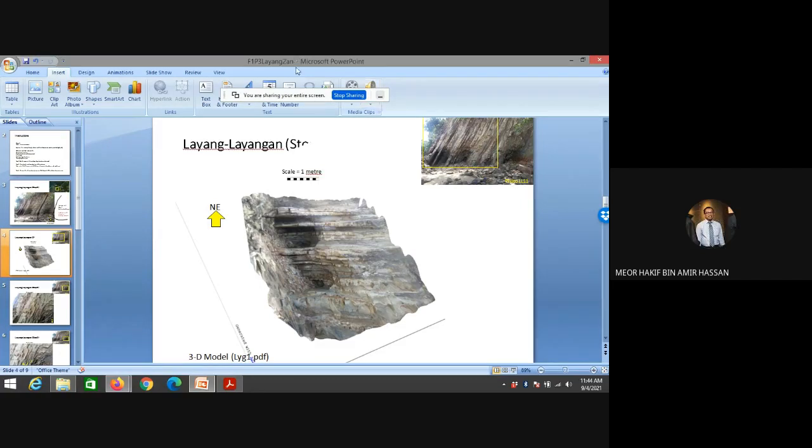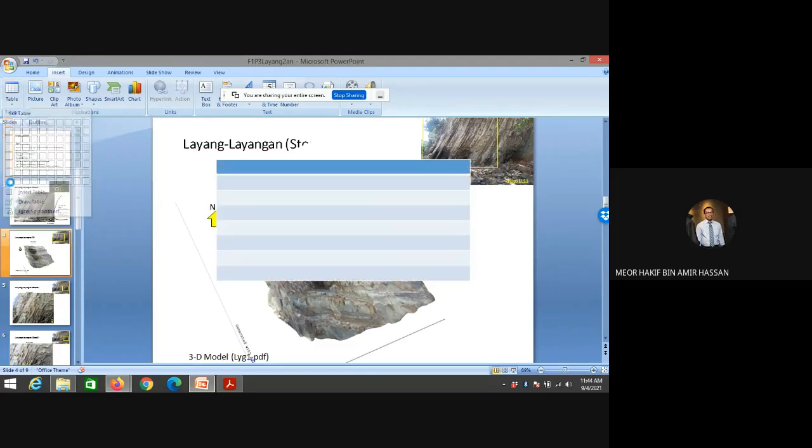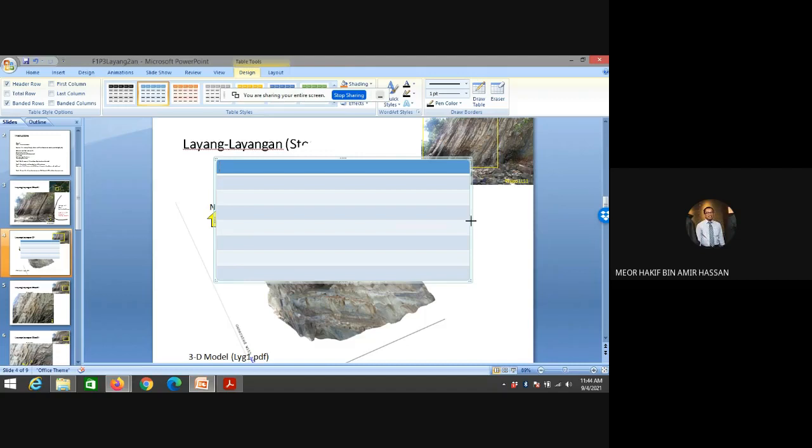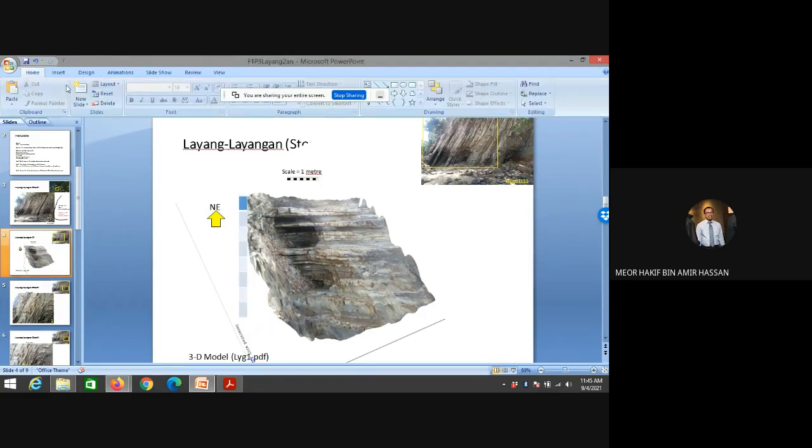First, I need to have a way to do a, let's say, I can make a scale bar if I want. I think you are better at me lah to do this kan. You can make a scale bar seperti ini, or you can draw a scale bar using boxes gitu, and then do a scale bar for grain size, and yeah, just measure the beds.